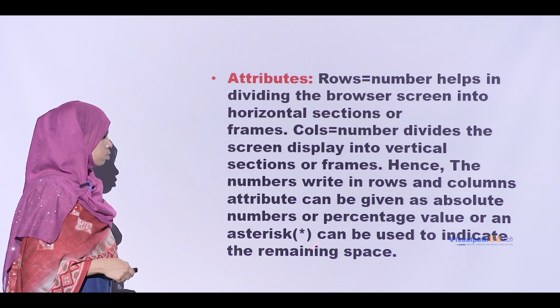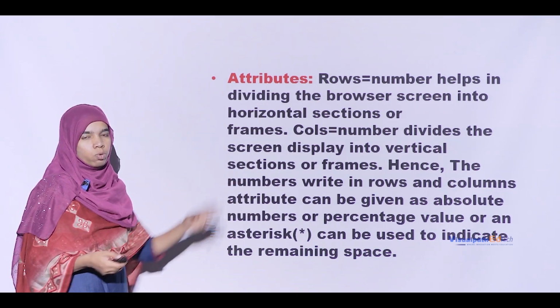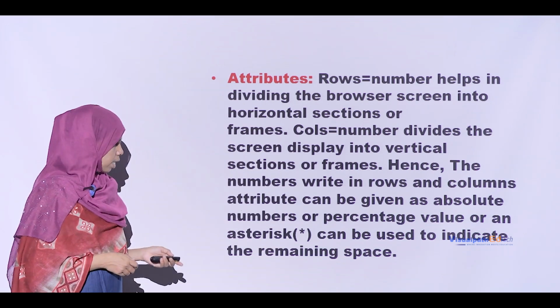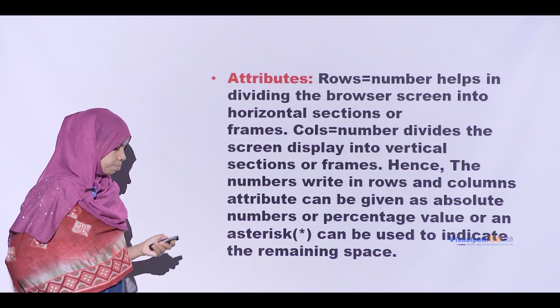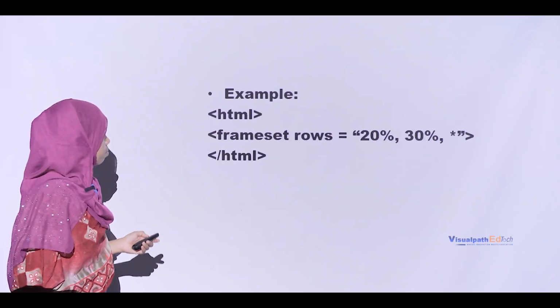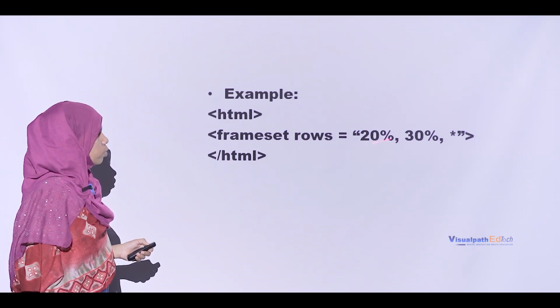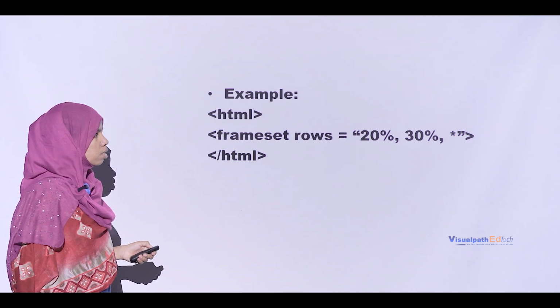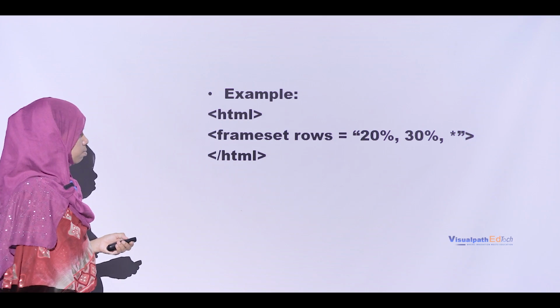And you will be using an asterisk. Suppose you did only for the rows part, and the rest of it you are leaving it for the content, various other content of the website. So at that place you will be using this asterisk for remaining space. Example is given to you here for the frameset. Okay, 20% row, 30% column, and remaining whatever is left over 50%, that will be for the remaining space for the content of the web page.